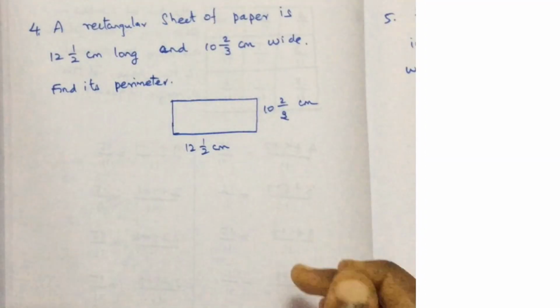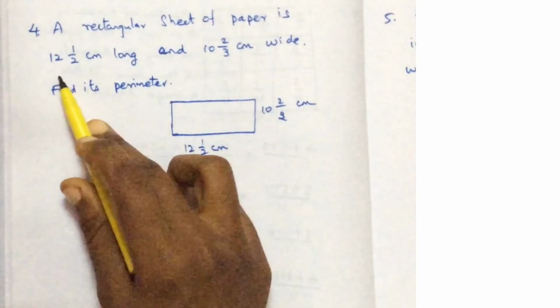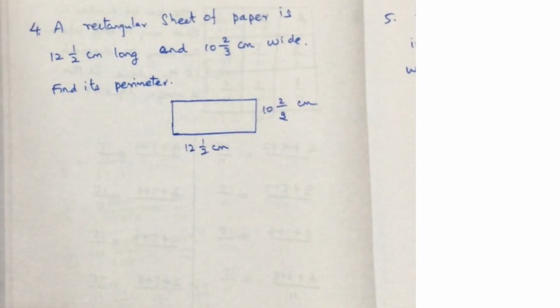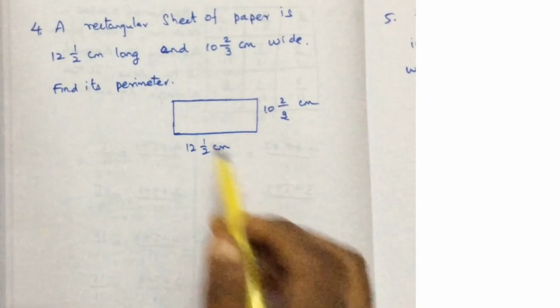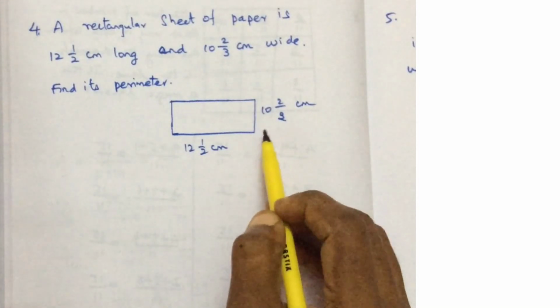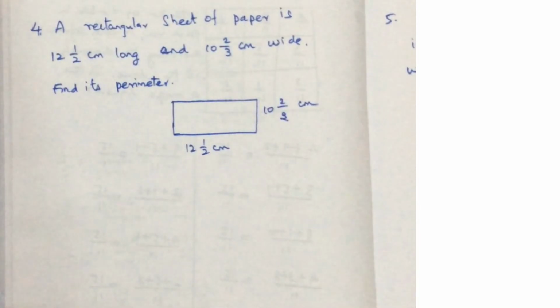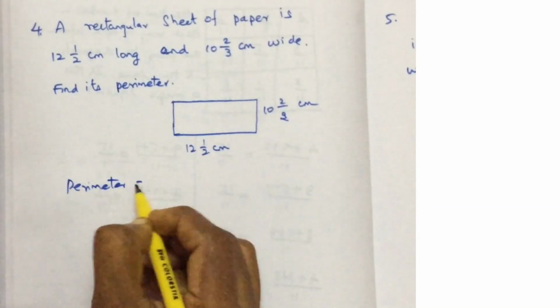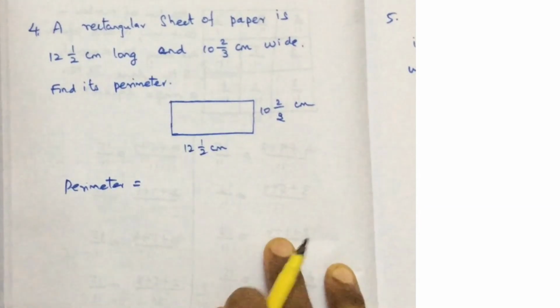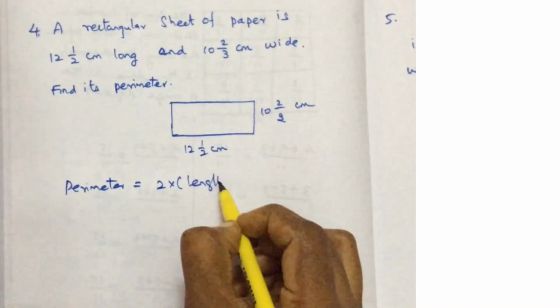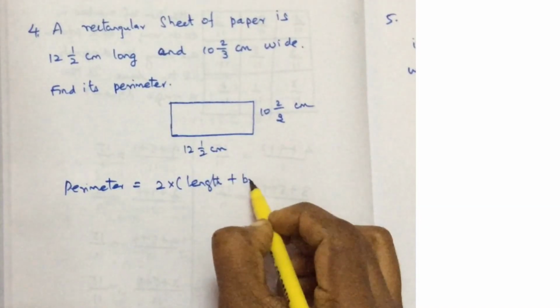A rectangular sheet of paper is 12 1 by 2 centimeter long and 10 2 by 3 centimeter wide. Find its perimeter. So here I have drawn a rectangular sheet with length 12 1 by 2 centimeter and this is the width or breadth, which is 10 2 by 3 centimeter. We have to find the perimeter. So what is perimeter? It is 2 multiplied by length plus breadth.